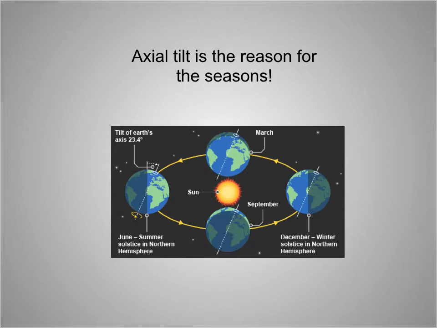Then continuing on counterclockwise to March, you see again we have a similar situation to what we had in September, where we're neither leaning in towards the sun nor away from the sun, so we're all experiencing moderate temperatures, but we call it spring because we just came from winter, whereas the southern hemisphere is calling this fall because they just came from summer.